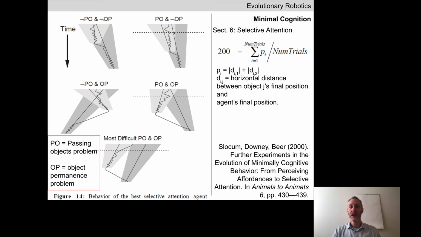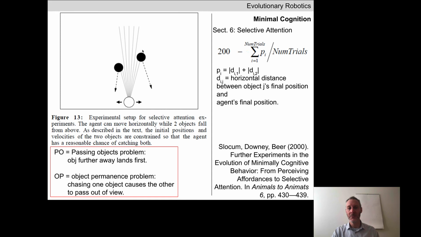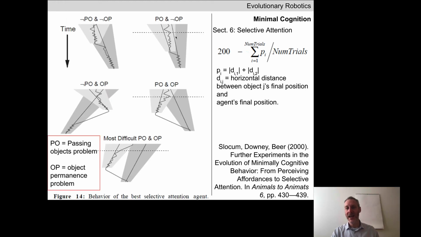All right? Okay. Took the same evolved CTRNN, dropped another pair of objects, but now we introduced the passing objects problem. So the first object to hit, which is this object, actually started further higher in the image. So it's this object up here. This object is higher, but because it's falling faster, it hits first. And then this object, we'll call it the dark gray object, started closer to the robot, but hit the ground later. What does the horizontal dashed line represent?